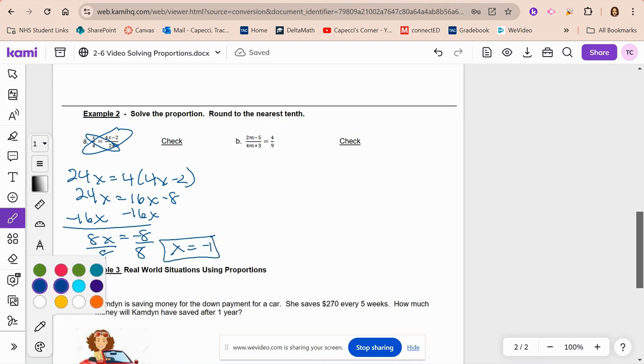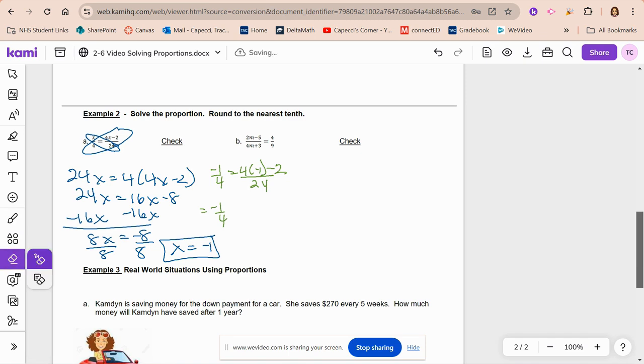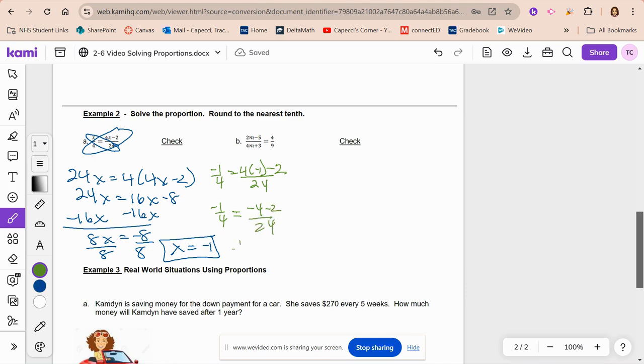Okay, we can check that one as well. So again, I go back to the beginning. So I have negative 1 over 4. And then that equals 4 times negative 1 minus 2 over 24. So that's negative 1 over 4. And that equals negative 4 minus 2 over 24. I'm going to keep simplifying. I have negative 1 over 4 is equal to negative 6 over 24. And that's true. If you simplify that, they're both going to equal negative 1/4. So now I know my answer of x is equal to negative 1 is true. And I did not make a mistake on that one.